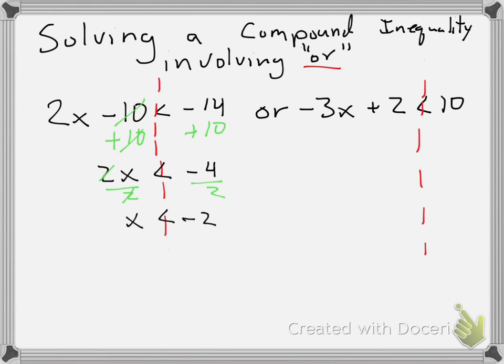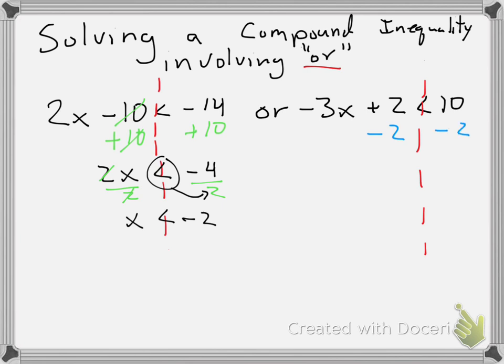So we didn't switch the sign here because we divided by a 2, not a negative. Even though we got a negative here, we do not switch the sign there. Alright, let's move on to this side. This side we have negative 3x plus 2 is less than 10. So on this side, what we're going to do is we're going to add our 2 to both sides, subtract. The opposite operation, which is add 2, would be subtract 2 to both sides.